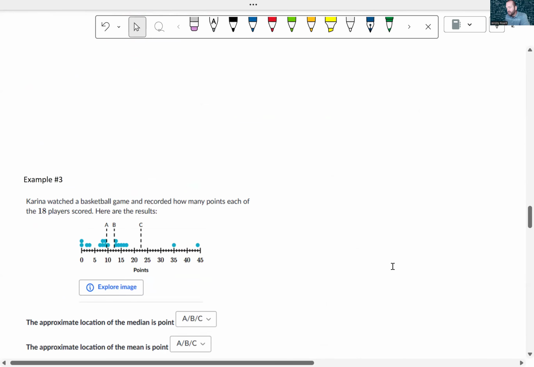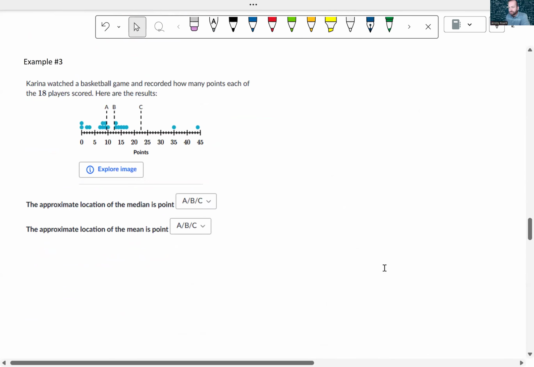Okay, back to the weighted mean for the dot plot. Karina watched this basketball game. She recorded how many points each of the 18 players scored, and then we have the results here. Okay, so we want to find the approximate location of the mean and the median. Let's start with the median. So we're looking for the median of 18 players.